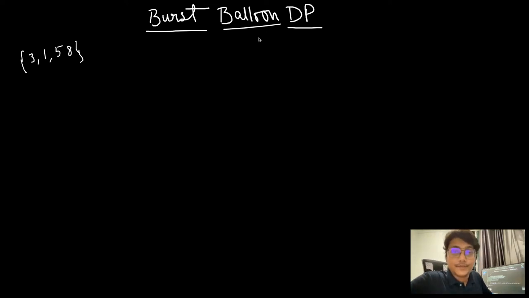Hey everyone, in the last video we were discussing the solution for the burst balloon problem, and we solved it using the naive recursion method. The time complexity for that solution was n multiplied by 2 raised to the power n, which is not good. So in this video we will take a look at a dynamic programming solution for the same problem and see how dynamic programming improves the complexity.